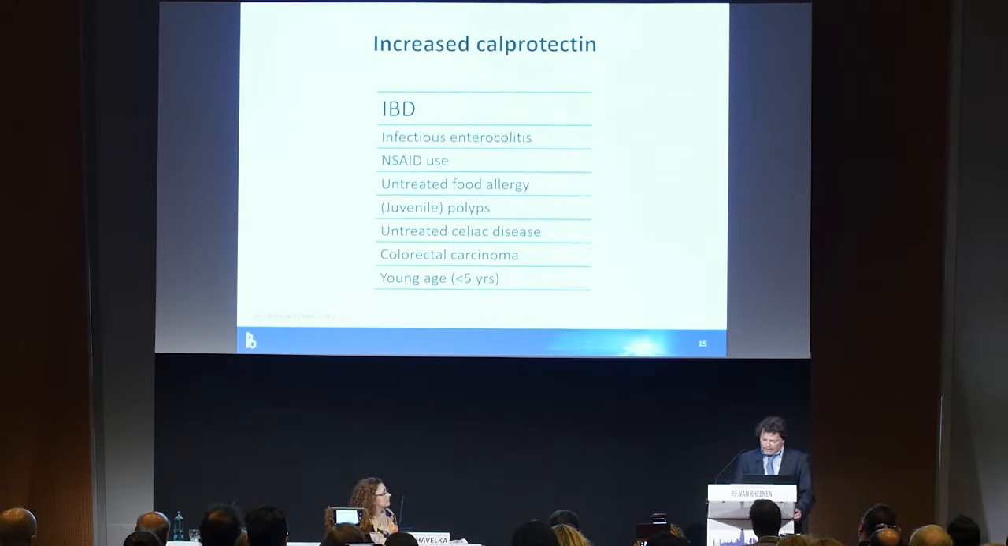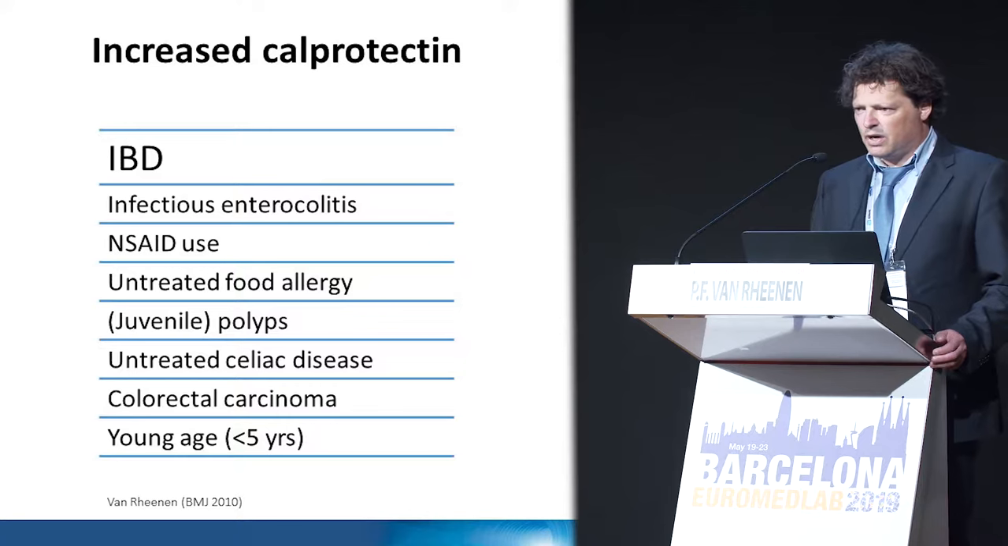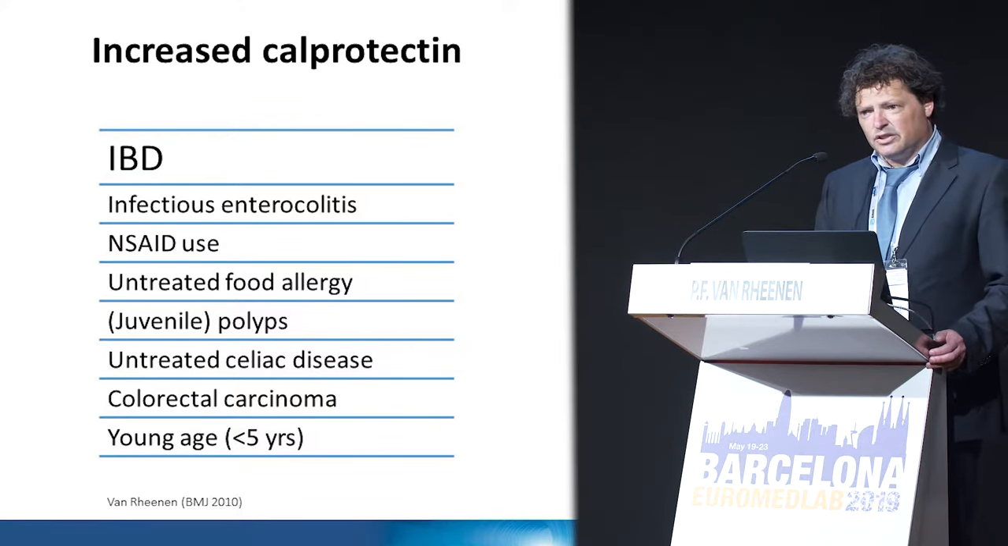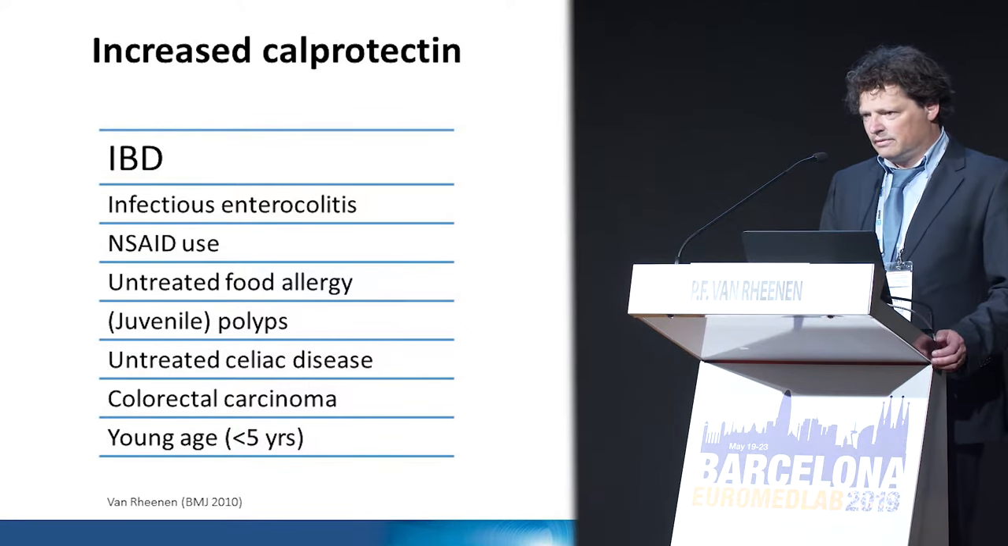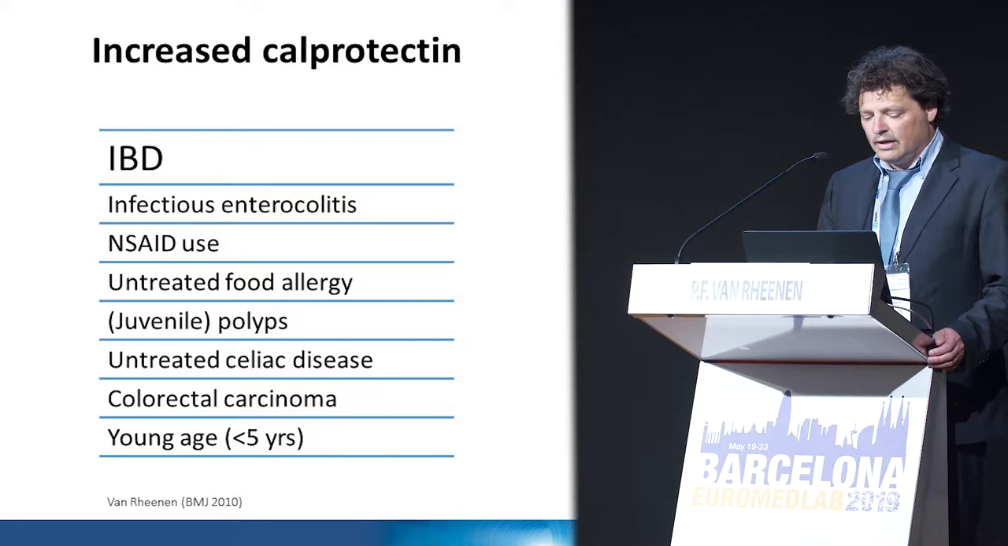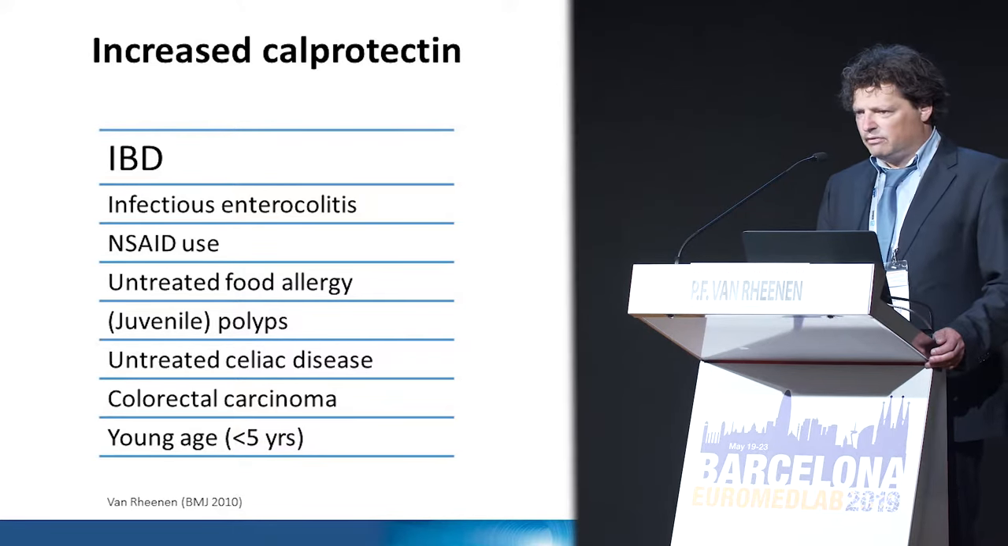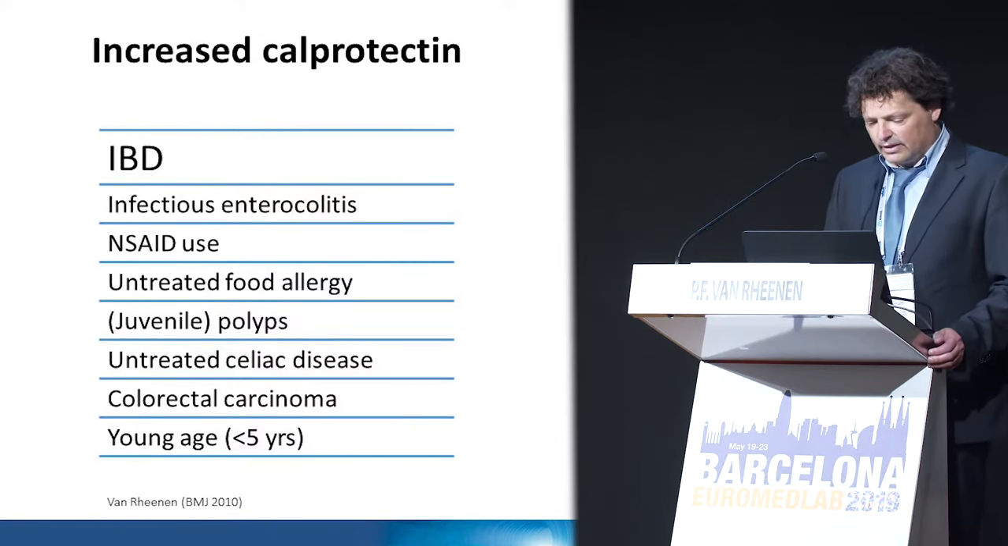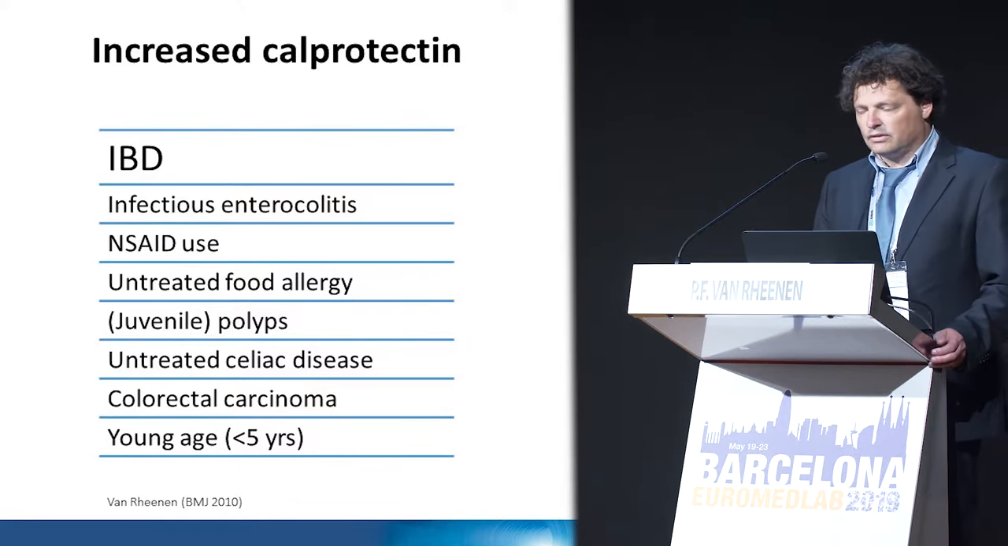Calprotectin is a protein that is seen a lot in patients with active IBD, inflammatory bowel disease. And there are two important phenotypes of inflammatory bowel disease, Crohn's disease and ulcerative colitis. But it is not specific for inflammatory bowel disease. When you have an infectious enterocolitis caused by bacteria or viruses, you can also have an increased calprotectin. When patients use non-steroid anti-inflammatory drugs, you can have an increase in calprotectin. Food allergies that are not treated give an increase in calprotectin. Polyps, untreated celiac disease, and even colorectal carcinoma.